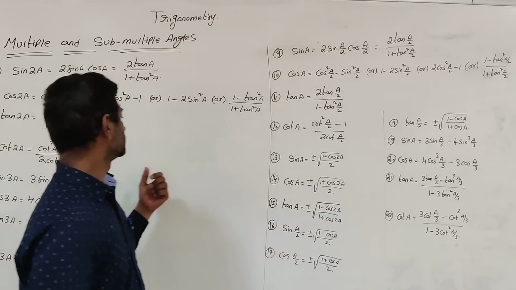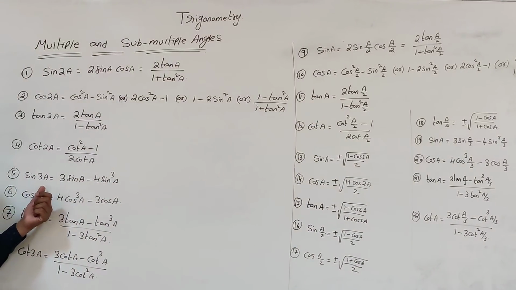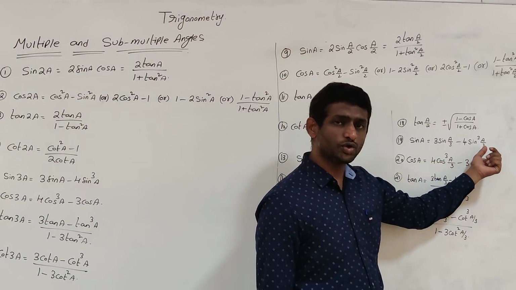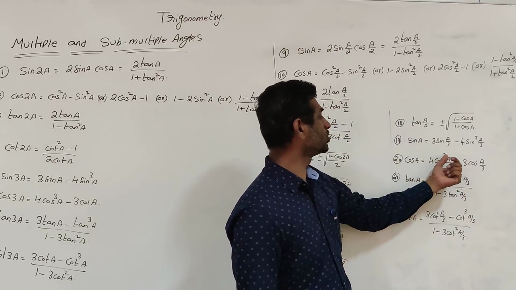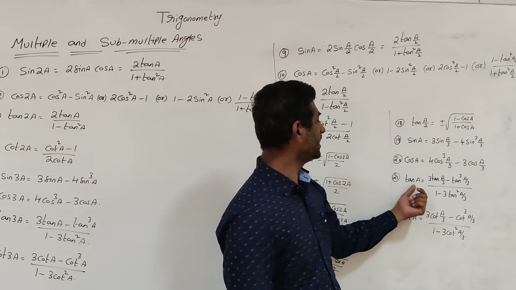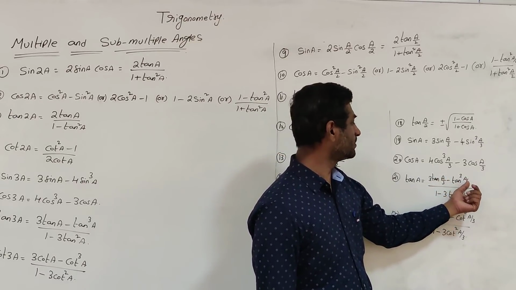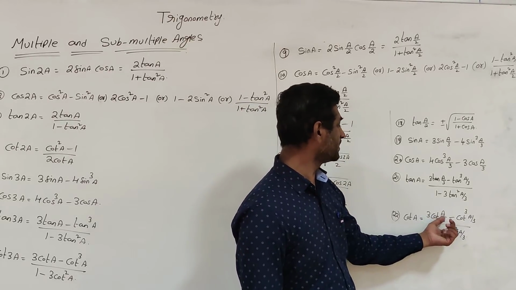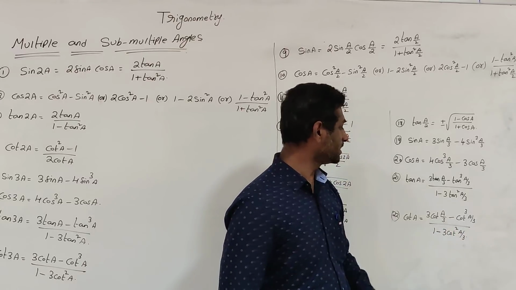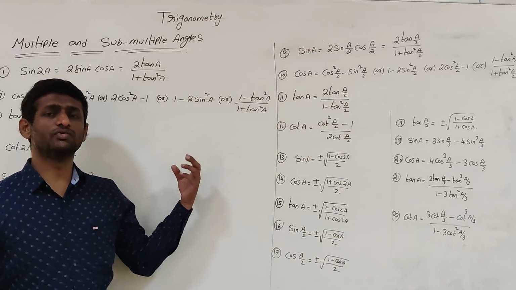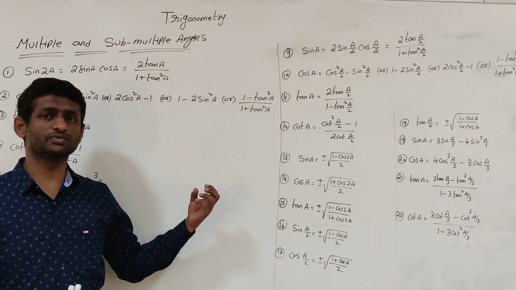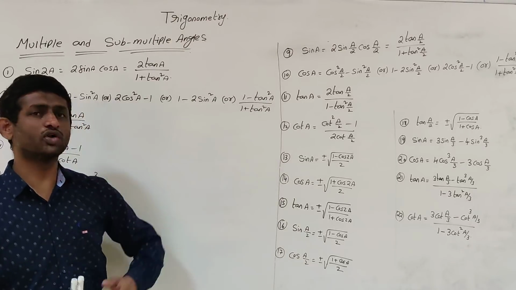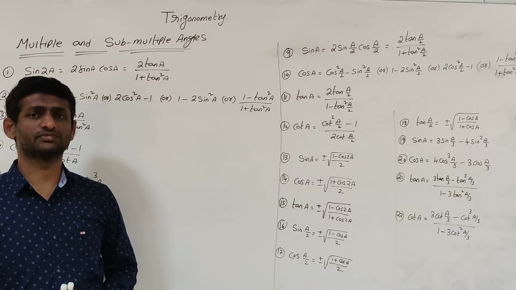Next, as we have seen sin 3A, replace A with 1/3 of the angle, A by 3, then sin A will be 3 sin A by 3 minus 4 sin cube A by 3. Cos A will be 4 cos cube A by 3 minus 3 cos A by 3. Tan A is 3 tan A by 3 minus tan cube of A by 3 by 1 minus 3 tan square of A by 3. Cot A is 3 cot A by 3 minus cot cube A by 3 by 1 minus 3 cot square A by 3. So this is the table we have seen in the last class. We have derived each and every formula, and with the help of these 22 formulas, we will go for the exercise.